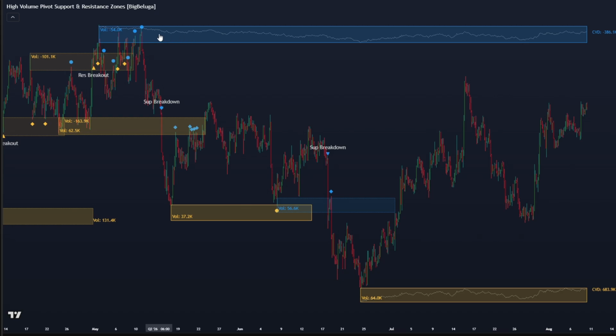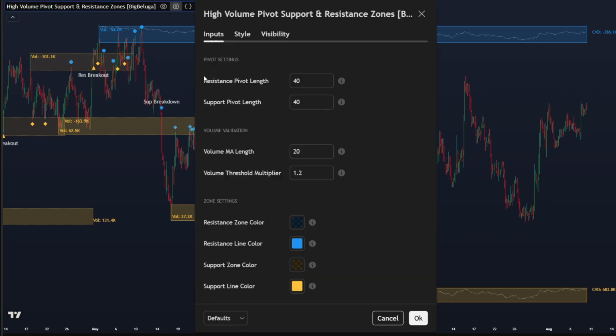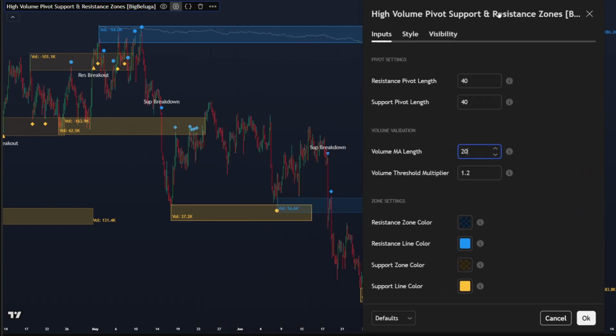The amount of volume associated with the zone is also displayed on the left side of the box. To understand how the volume filter works, open the indicator settings. Inside the volume validation section, we have two important settings. The first is the volume moving average length, which is set to 20 by default. The second is the threshold multiplier, which is set to 1.2 by default.